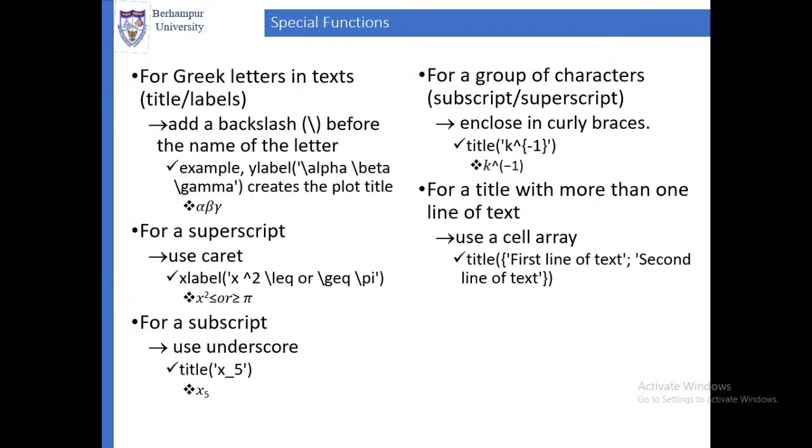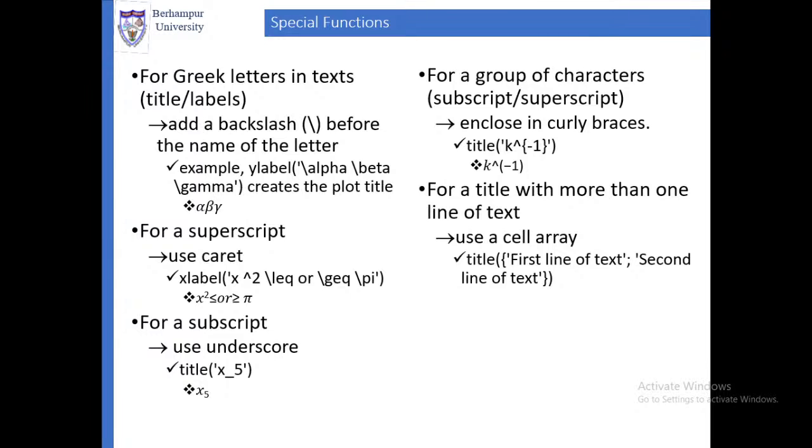Similarly for subscript; x square is a superscript. Now go to subscript. For superscript use caret or hat. For subscript use underscore. So title x underscore 5. Now we can see the example is x sub 5. For a group of characters, you can use superscript or subscript as a group, then enclose them within curly braces.